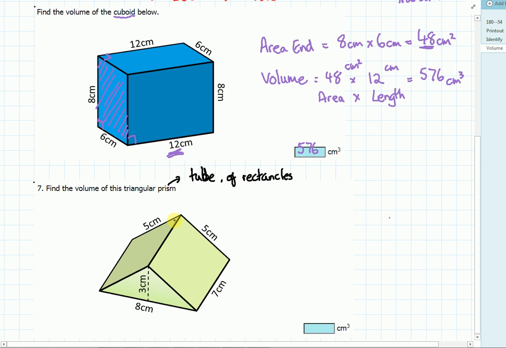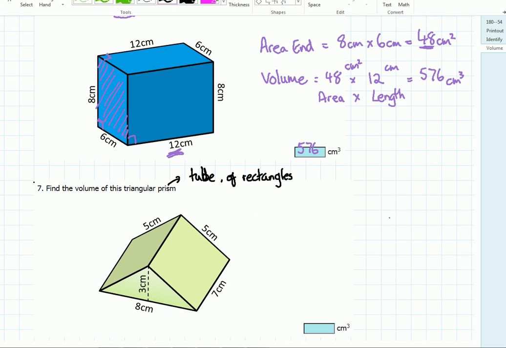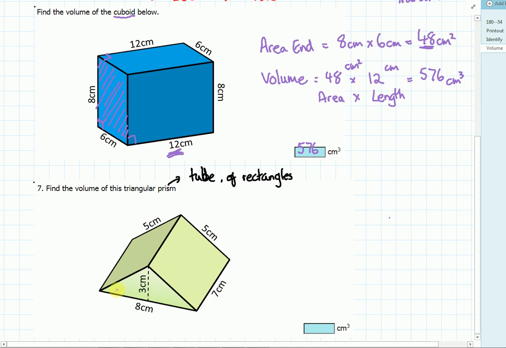Remember, to calculate these volumes, we need to have things made from right angles going round the tube, and we need the same shape going backwards. So the shape we've got going backwards is this triangle. Let's grab my pen. Now we need to work out the area of this triangle. I'm going to draw a quick version of it up here and bring to your attention that they also tell us the other sides. So we know this height is 3, what the Americans call altitude. The distance across the front is 8 centimeters. And they tell us the sloping sides are 5 each.